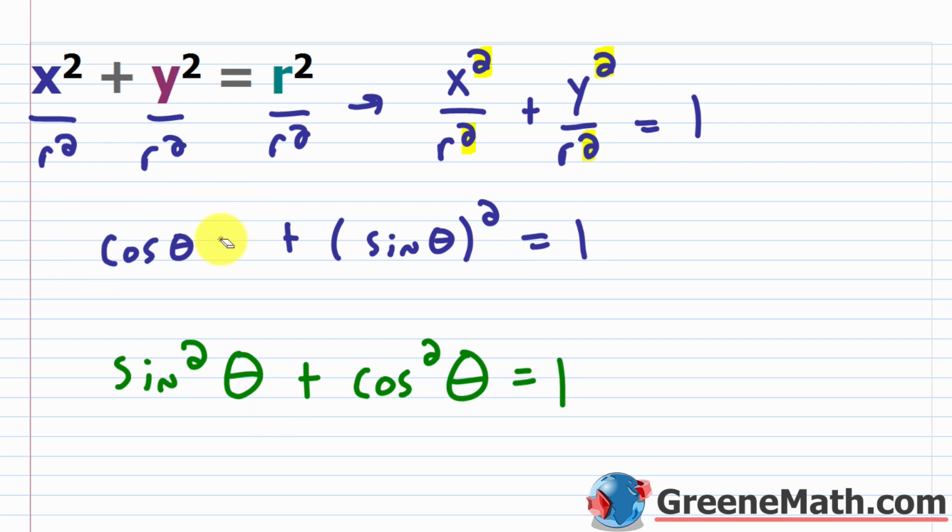I can write this as cosine squared theta, okay? And I could write this as sine squared theta, okay? And then I could just switch the order because, again, this is just addition. So when you add two things together, the order doesn't matter. So that's how we get to this form right here. So let's look at the other ones.